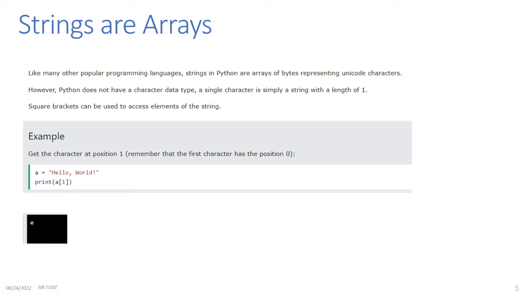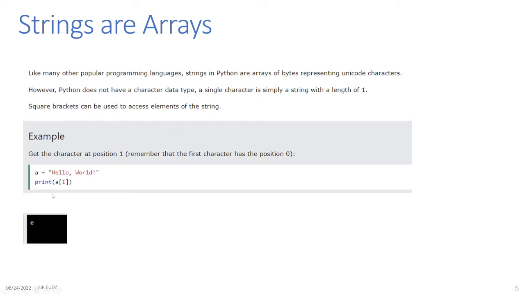Strings are actually arrays. So like many other popular programming languages, strings in Python are arrays of bytes representing Unicode characters. So similar with the C language. However, Python does not have a character data type. A single character is simply a string with a length of 1. Square brackets can be used to access elements of a string.